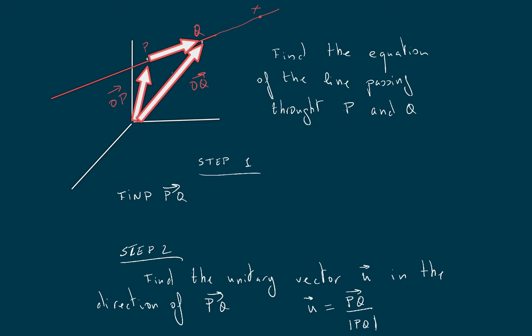What is the equation that I can write here? The equation is that OP plus PQ is equal to OQ. From here I can find PQ. If I solve for PQ, it is OQ minus OP. So the first step is to find OQ minus OP. Given P and Q, OQ is easy to find, OP is easy to find, and the subtraction is easy. So the first step, and we will do an example later, is PQ equals OQ minus OP.